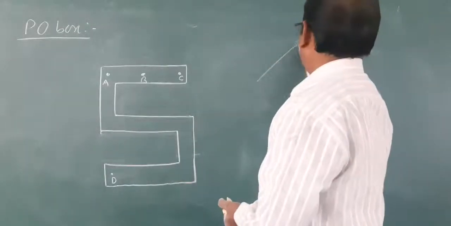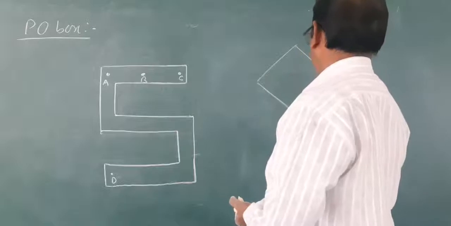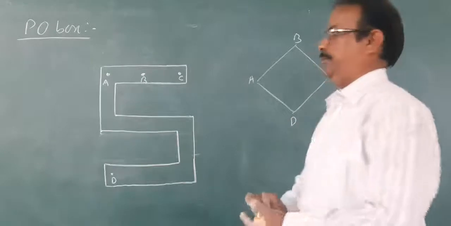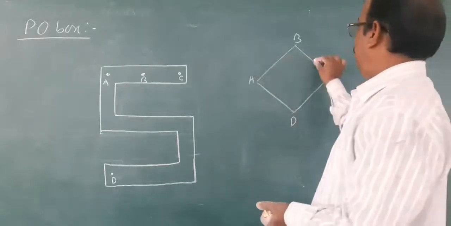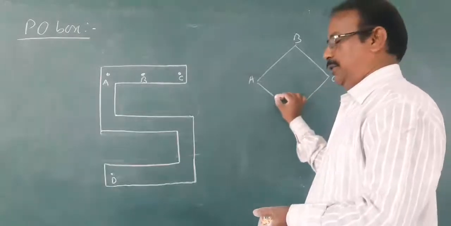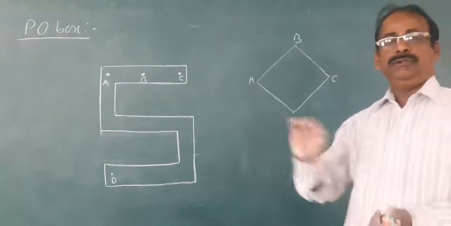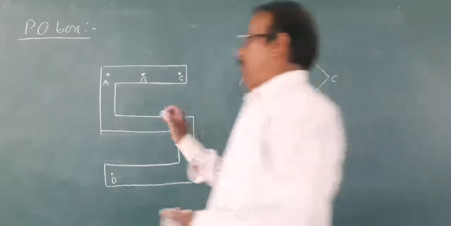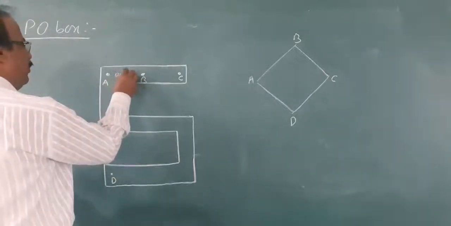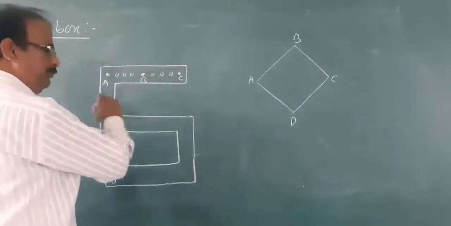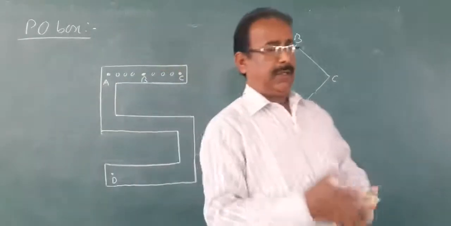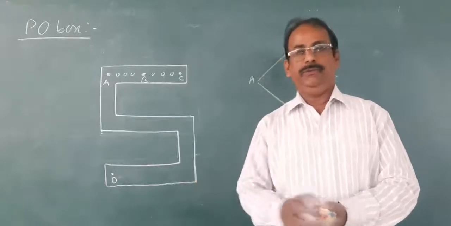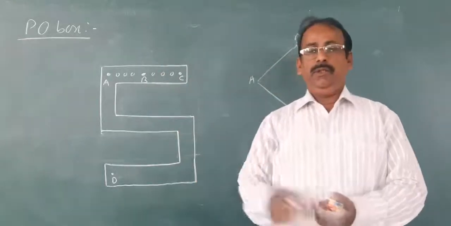Compare this figure with this quadrilateral. Here is A, here is B, here is C, here is D. This is one arm, this is second arm, and this is third arm. Three arms are there, in which different resistances are present. In these two arms, AB and BC, generally three resistances are present of value 10 ohm, 100 ohm, 1000 ohm.